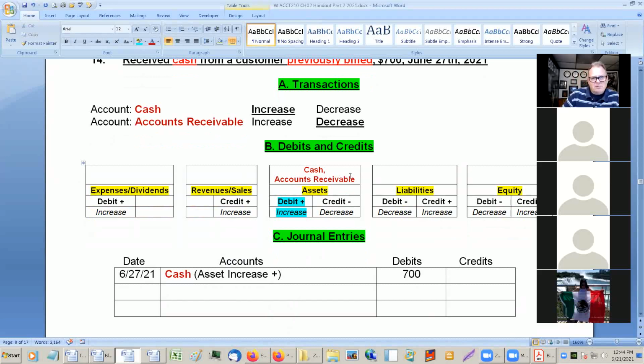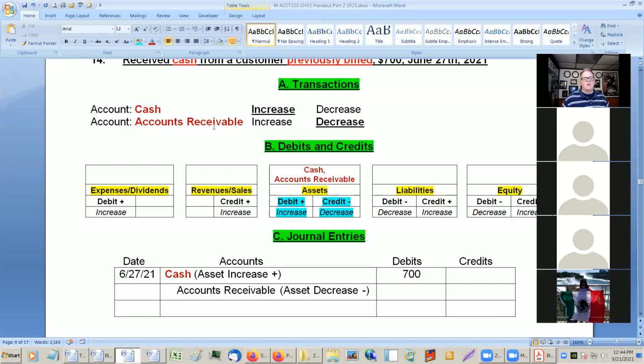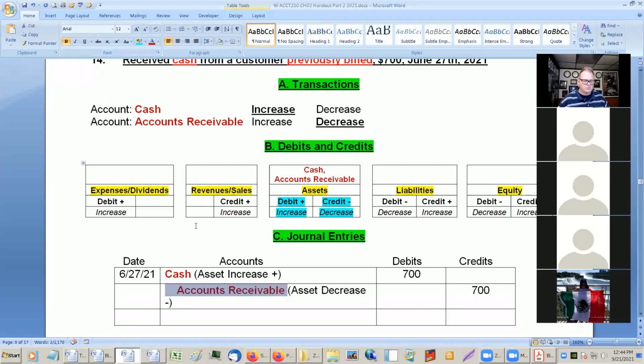Okay, accounts receivable is going down, so it will be a credit. 700. So they no longer owe us the 700.